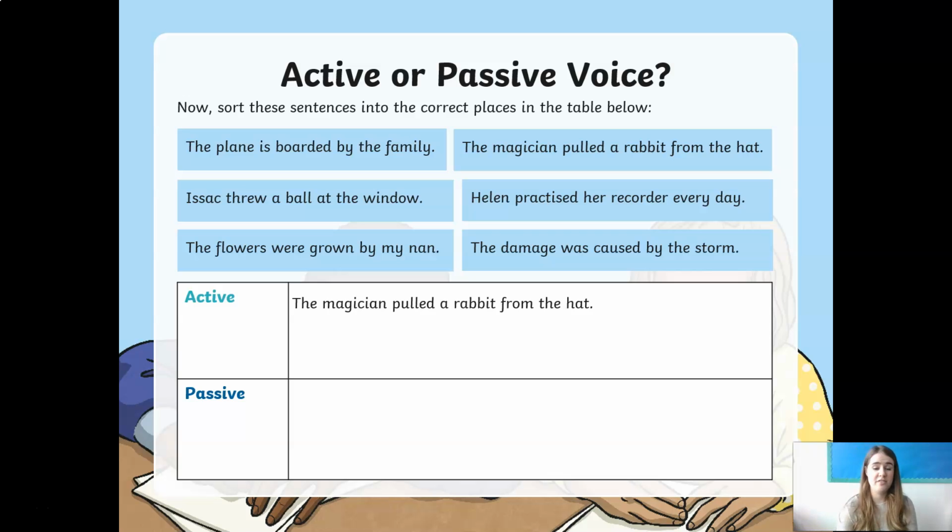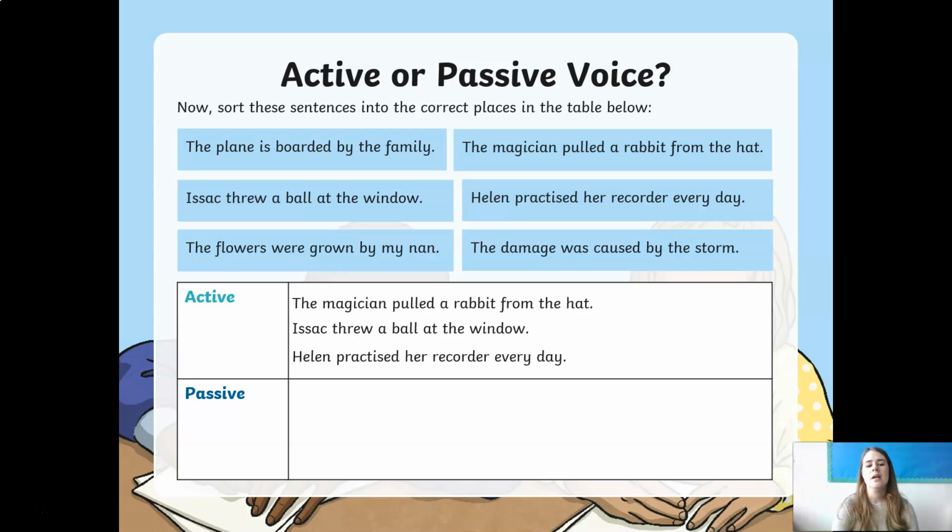Okay, the only reason why I've forgotten which order I actually moved these into. So Isaac threw a ball at the window. Okay, had it been passive, the ball was thrown at the window by Isaac. Okay, and Helen practiced her recorder every day.